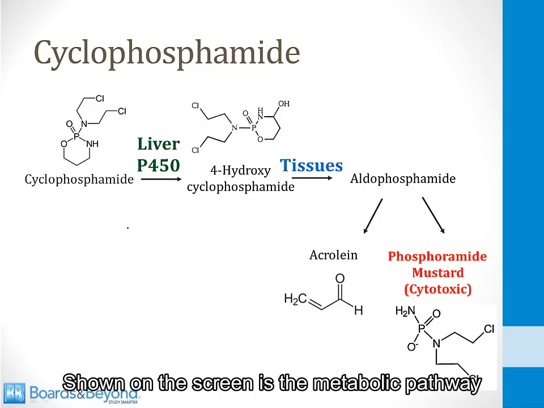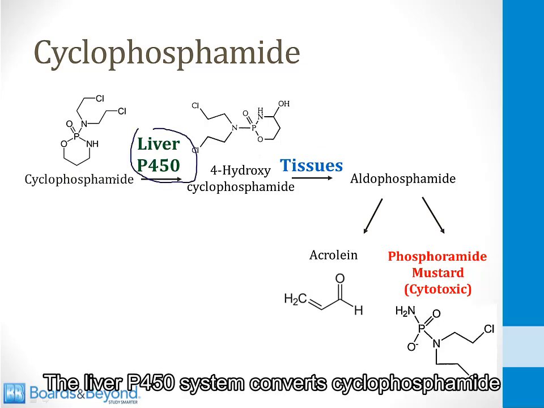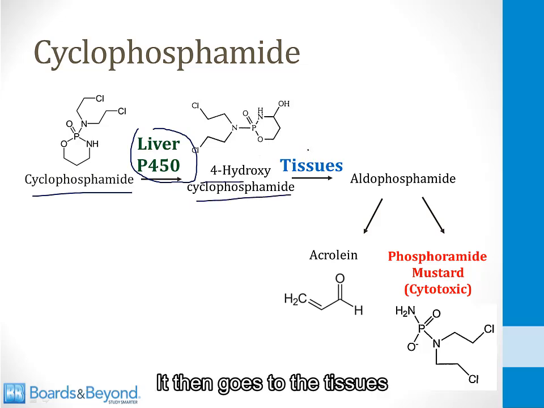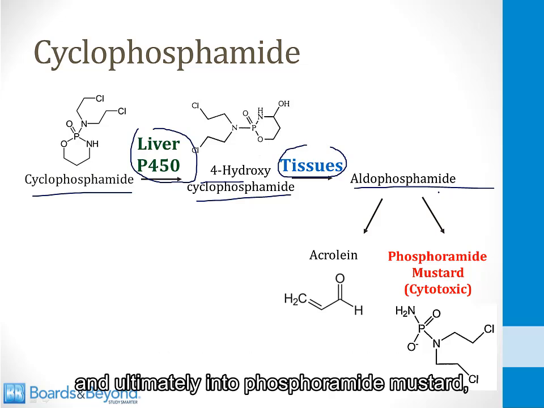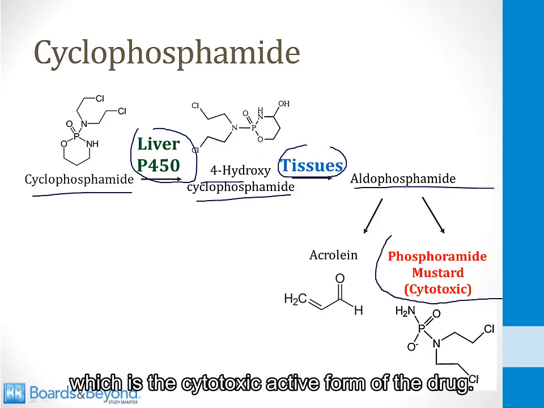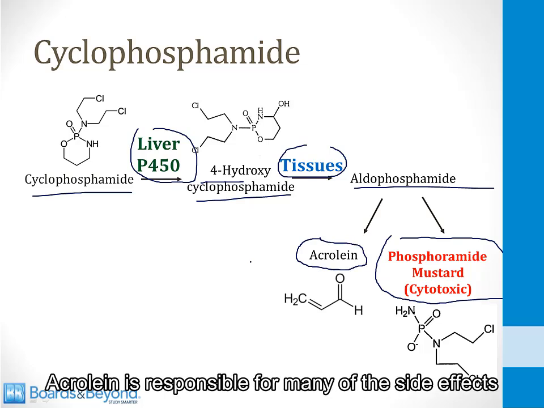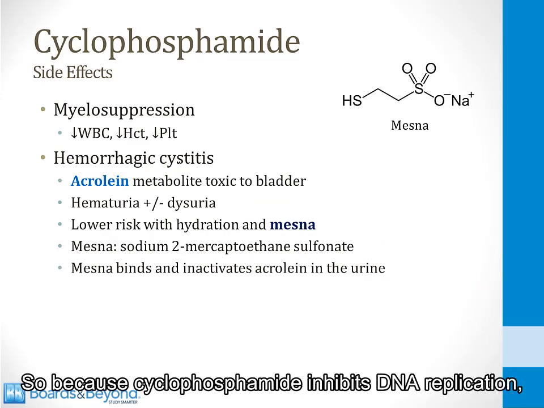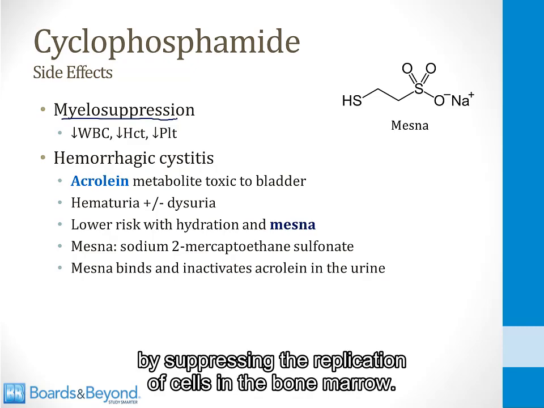Shown on the screen is the metabolic pathway by which cyclophosphamide becomes active. The liver P450 system converts cyclophosphamide into a structure called 4-hydroxycyclophosphamide. It then goes to the tissues where it's converted to a molecule called aldophosphamide and ultimately into phosphoramide mustard, which is the cytotoxic active form of the drug. It's also converted into a metabolite called acrolein, which we'll talk about in a minute. Acrolein is responsible for many of the side effects of cyclophosphamide. So because cyclophosphamide inhibits DNA replication, it can lead to myelosuppression by suppressing the replication of cells in the bone marrow.